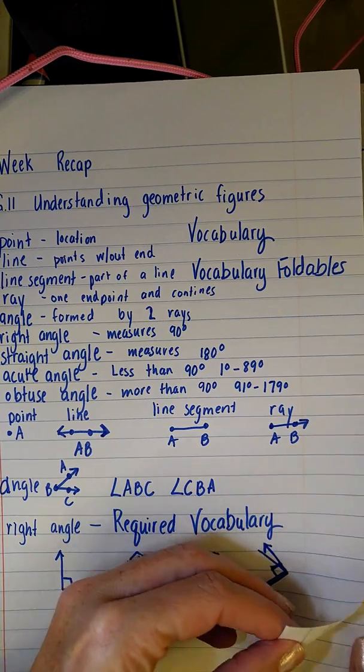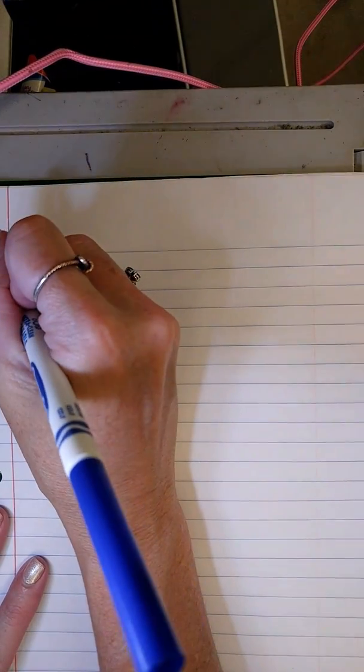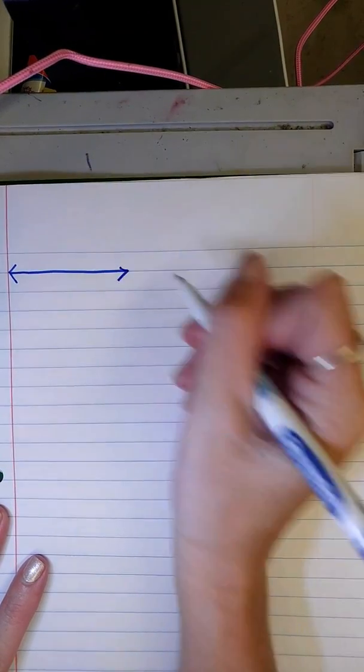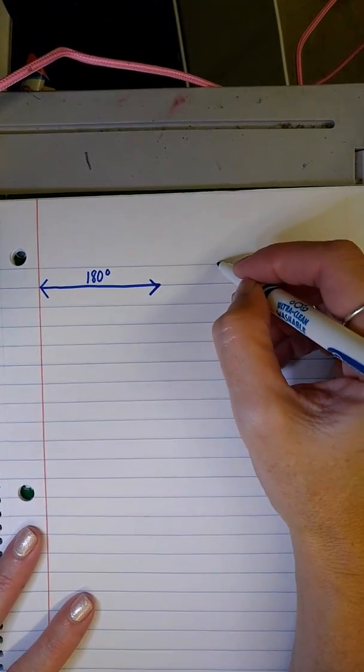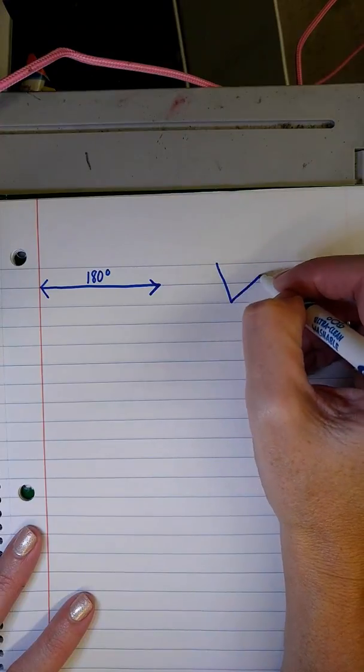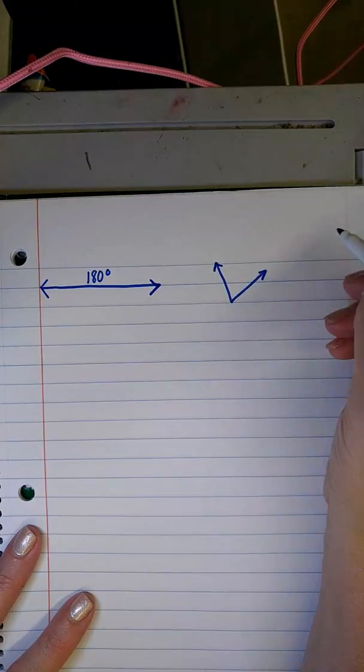All right, I'm going to go to the next page here, running out of space. They need to be aware of straight angles, which look like a line, and it measures 180 degrees. It makes a straight line. Acute angles, which is anything less than 90 degrees.